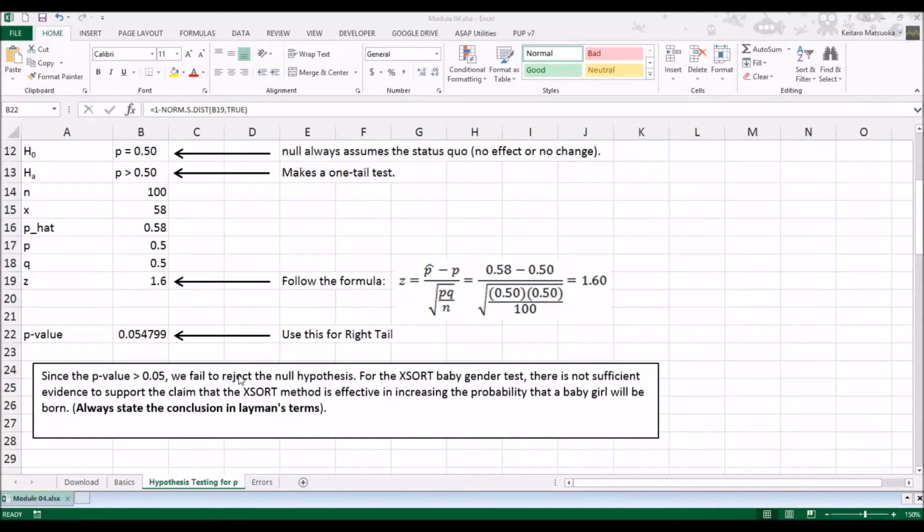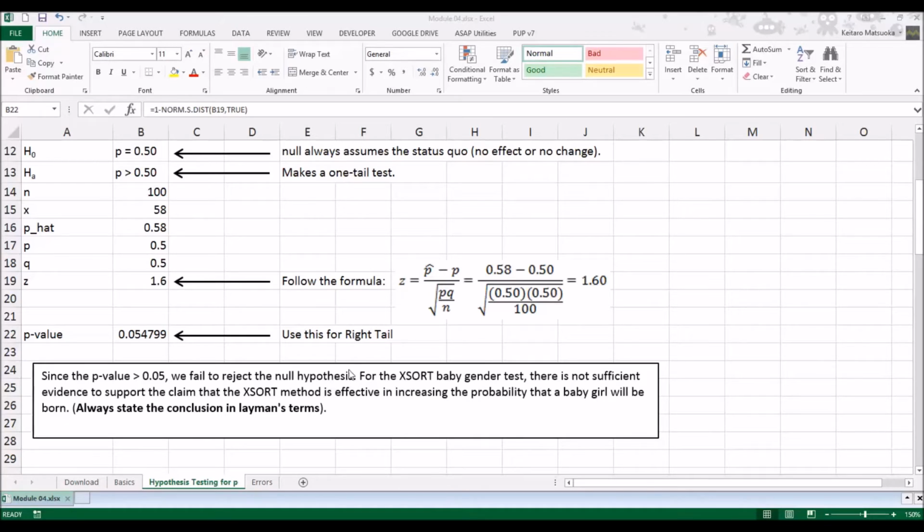So since the p-value is greater than 0.05, per the rule, we failed to reject the null hypothesis. So for the XOR baby gender test, there's not sufficient evidence to support the claim that the XOR method is effective in increasing the probability that a baby girl will be born. That's a little wordy, but you have to be very specific in your conclusion.